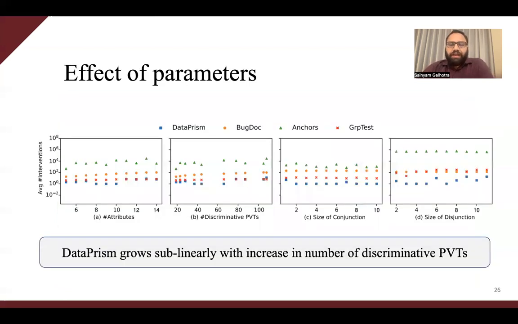We further tested the effect of different parameters on the number of required interventions. We can observe that DataPrism requires the least number of interventions across all settings of these parameters, and the growth rate of interventions is sublinear in the number of discriminative PVTs.